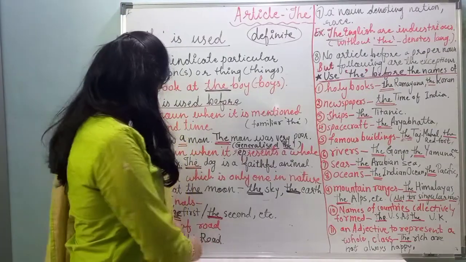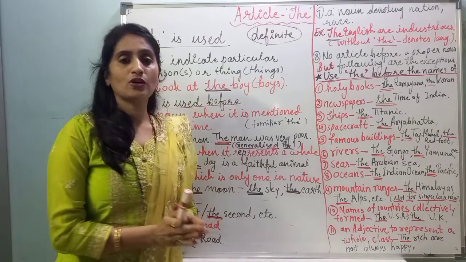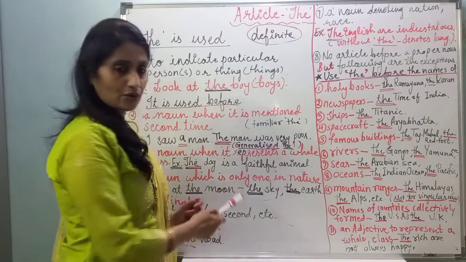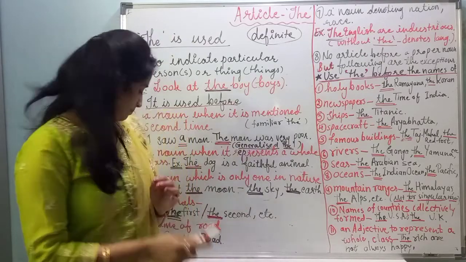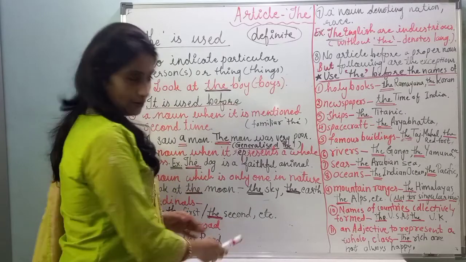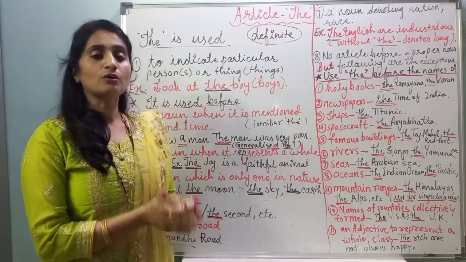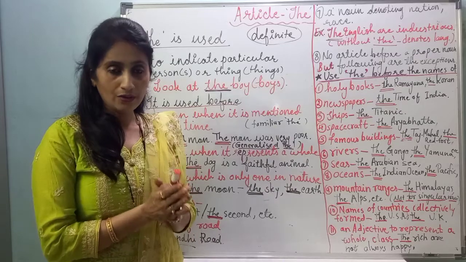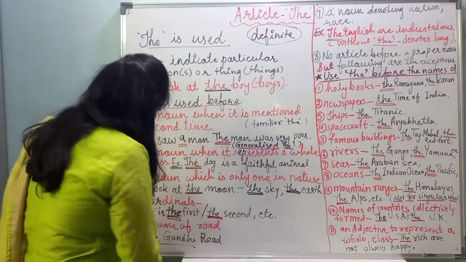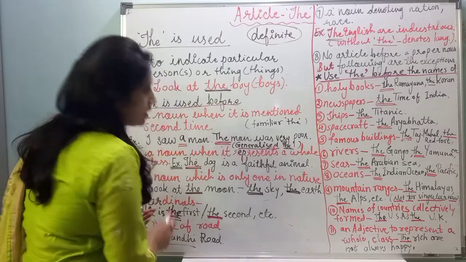See here now, we should make use of the definite article the before a name of road. For example, Gandhi Road. We should say the Gandhi Road. Here we are talking about a particular name of the road, and that's why we should make use of the article the. See here, I have written the.